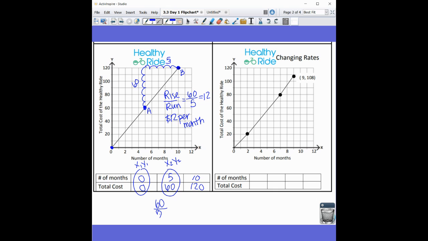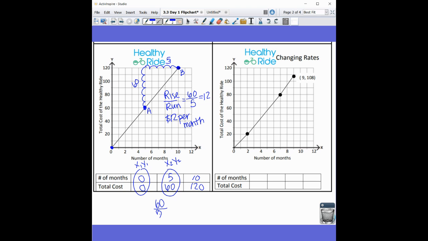You could pick these 2. You could choose this as your first coordinate point and this as your second coordinate point. 120 divided by 60 is still 60. 10 divided by 5 is still 5. So it doesn't matter what you pick, but you want to make sure you're taking the second point minus the first point so your sign is right. We have an increasing line, so I have $12 per month. That's the slope, that's the rate of change. That's your constant slope, or your constant rate of change. No matter what 2 coordinate points you pick, you're always going to get 12.